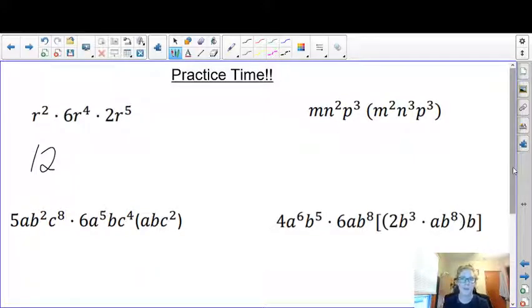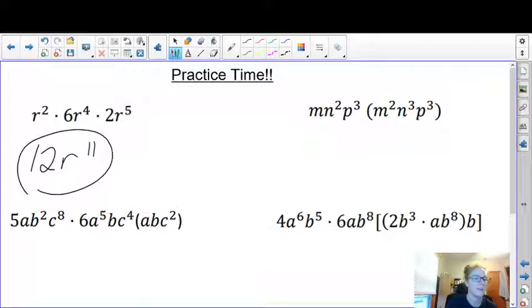Next, I'm going to take a look at all of my variables. I see I have the same variables, so that's great. If not, we'll just approach one at a time. But because I only have r's, I'm going to go ahead and add all of the exponents together. So 2 plus 4 is 6, plus 5 more is 11. So my final answer is 12r to the 11th.